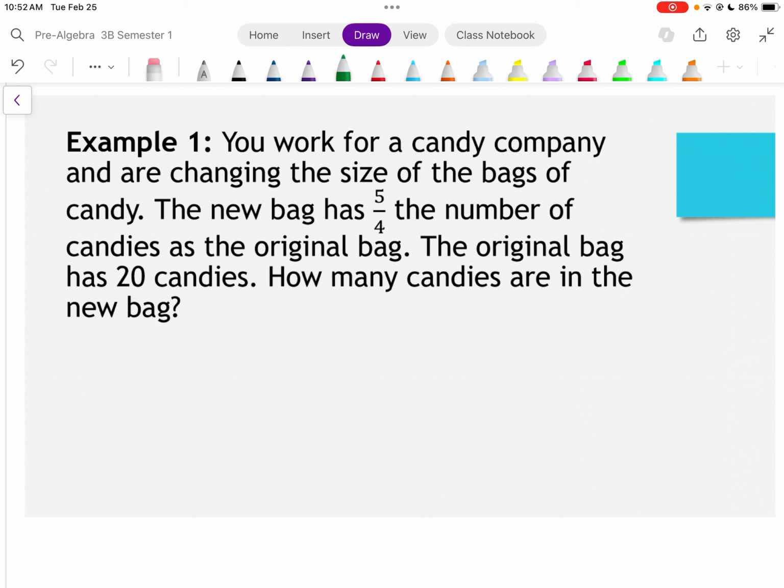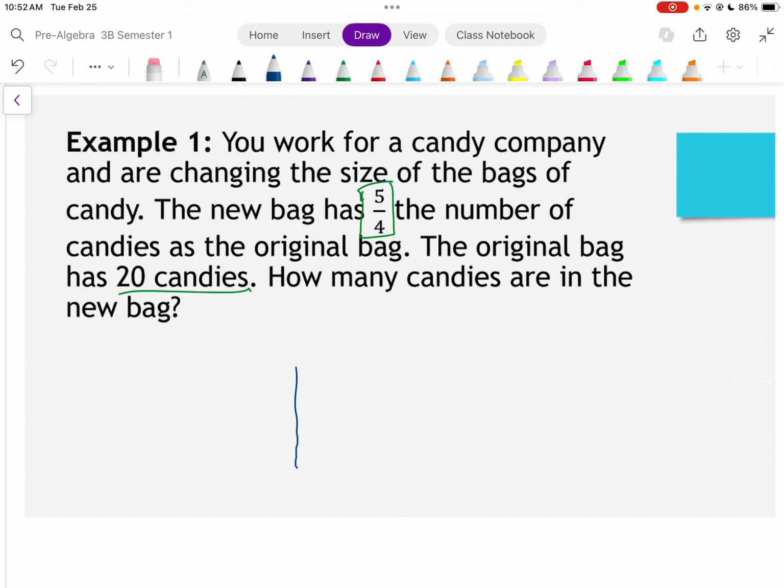Example 1. You work for a candy company and are changing the size of bags of candy. The new bag has 5 out of 4 the number of candies as the original bag. The original bag had 20 candies. How many candies are in the new bag?